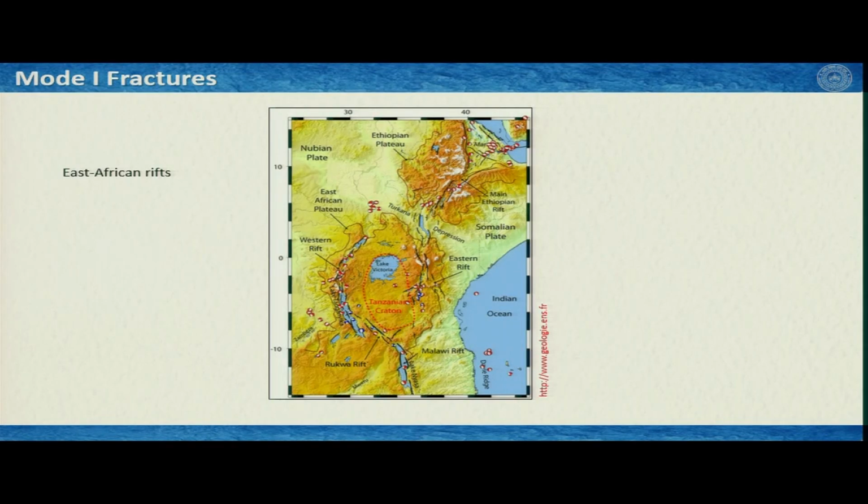So, here is the large scale example of mode 1 fracture, and this example is from the East African rift. As you can see here, this is the eastern part of the African continent, and this is actually opening. What we see here are demarcated by a lot of lakes or water bodies, and this continent is actually rifting, and therefore, we have a continental scale mode 1 fracture produced here.